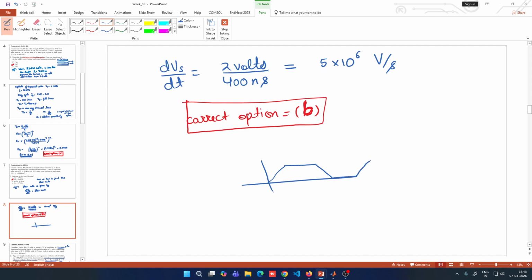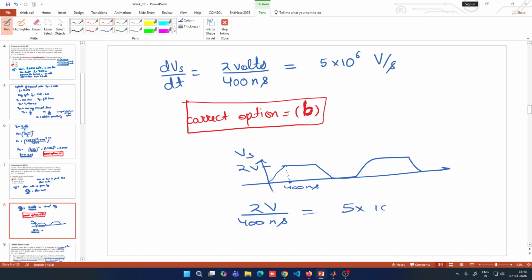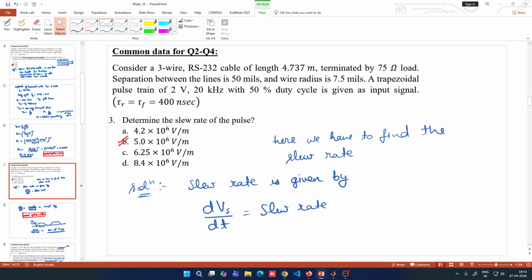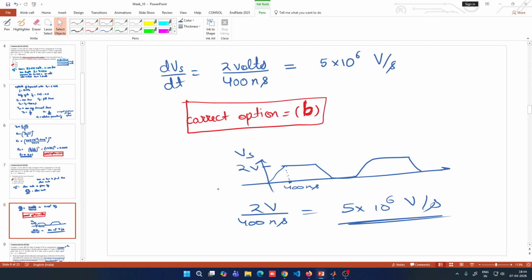Let's say this is the trapezoidal pulse train. Its rise time is given as 400 nanoseconds and this peak voltage Vs is 2 volts. So the slope will be 2 by 400 nanoseconds, which is 5 into 10 to the power 6 volts per second. So the correct option is option B. Slew rate means the slope of this trapezoidal pulse.